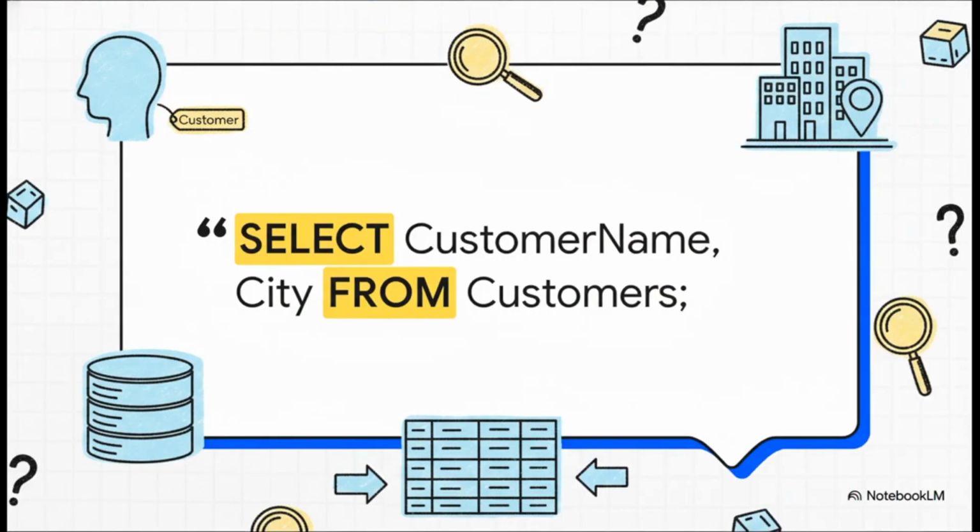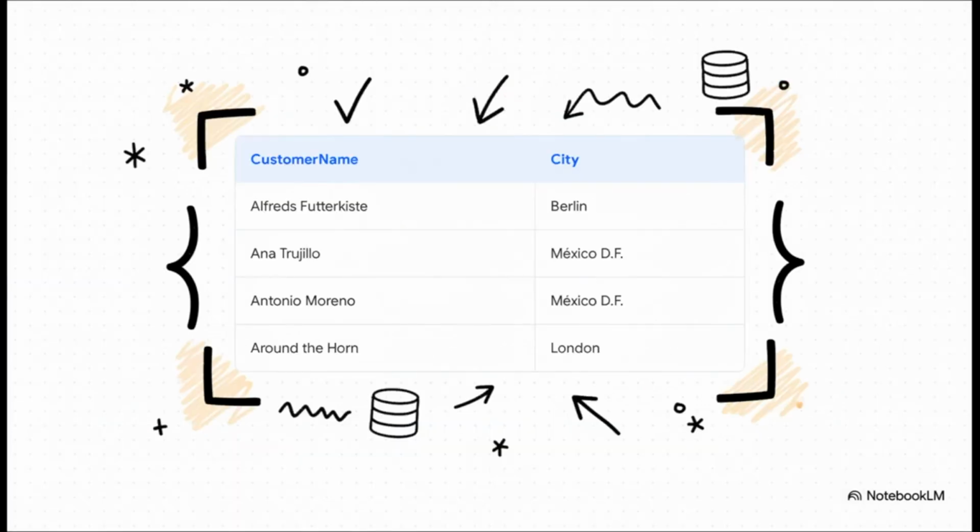For example, here we're only asking for two things, the customer name and their city. And boom, that's what you get. Just the two columns you asked for, nothing more.